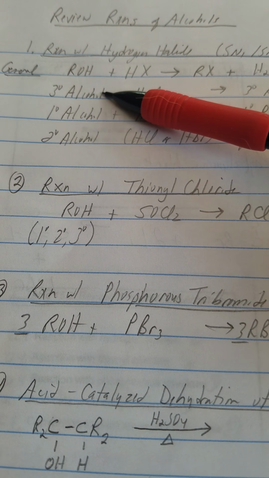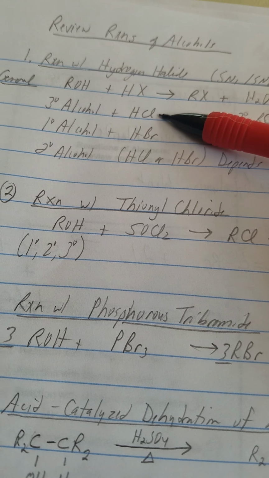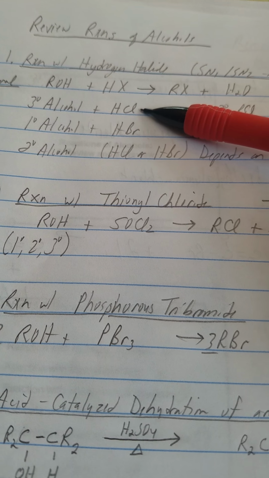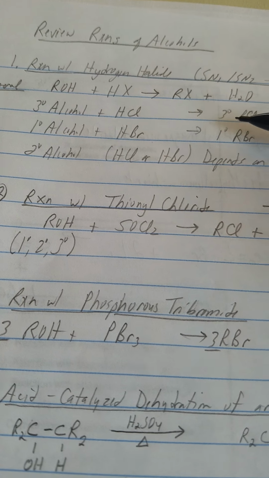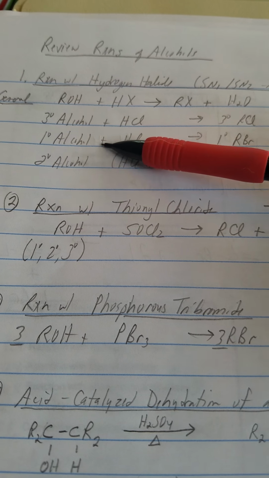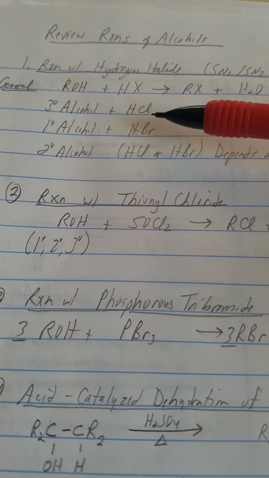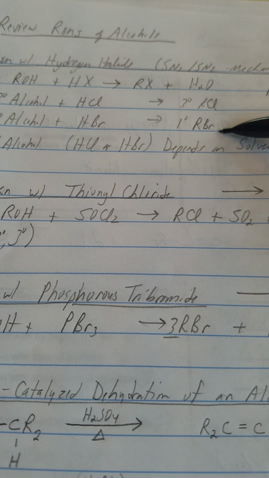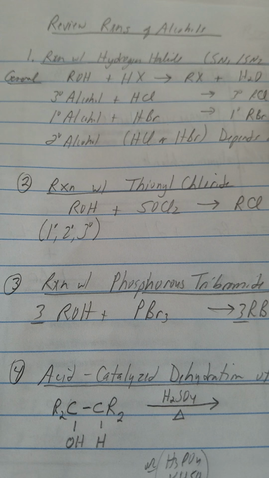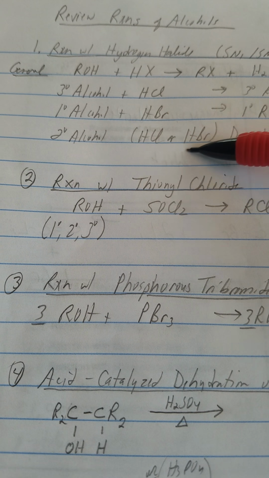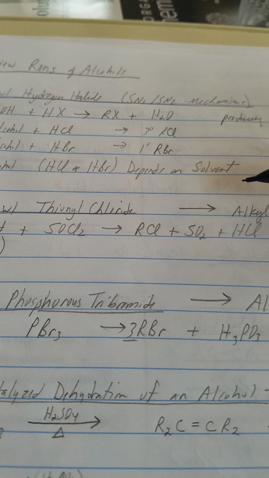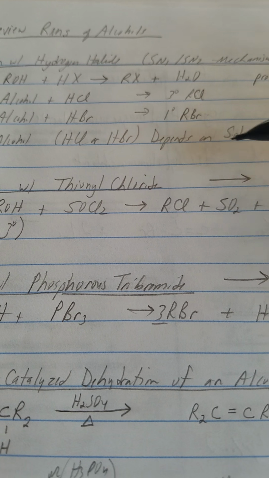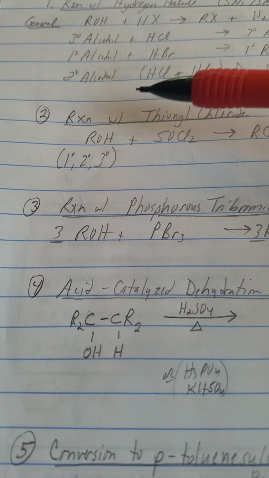If you start off with a tertiary alcohol, remember you're going to use hydrogen chloride, which is a less reactive hydrogen halide, to make a tertiary alkyl chloride. Start off with a primary alcohol, you'll need to use a more reactive hydrogen halide, the hydrogen bromide. You'll make a primary alkyl bromide. Secondary alcohols can use either one. It kind of depends on which mechanism it'll use, depends on which solvent you end up using.